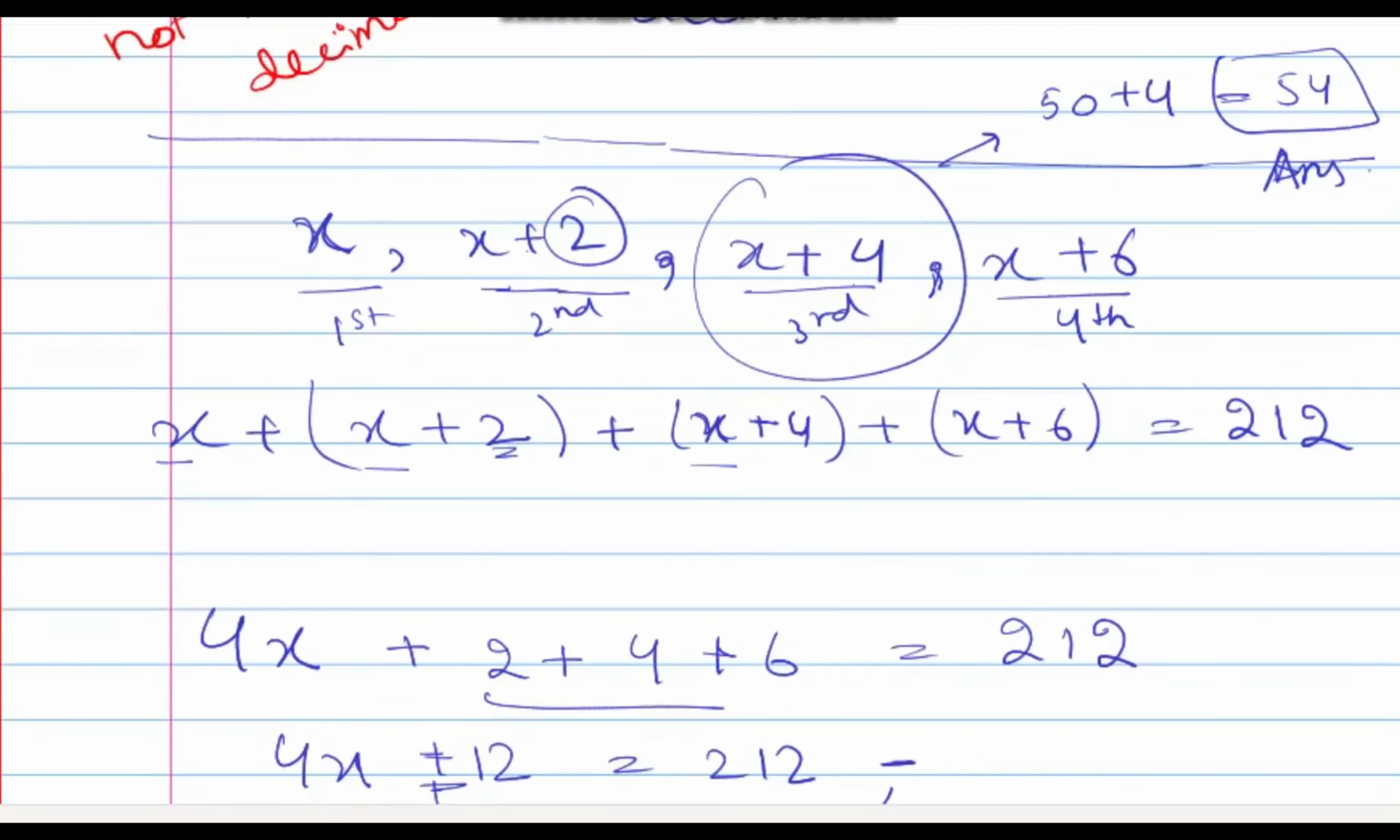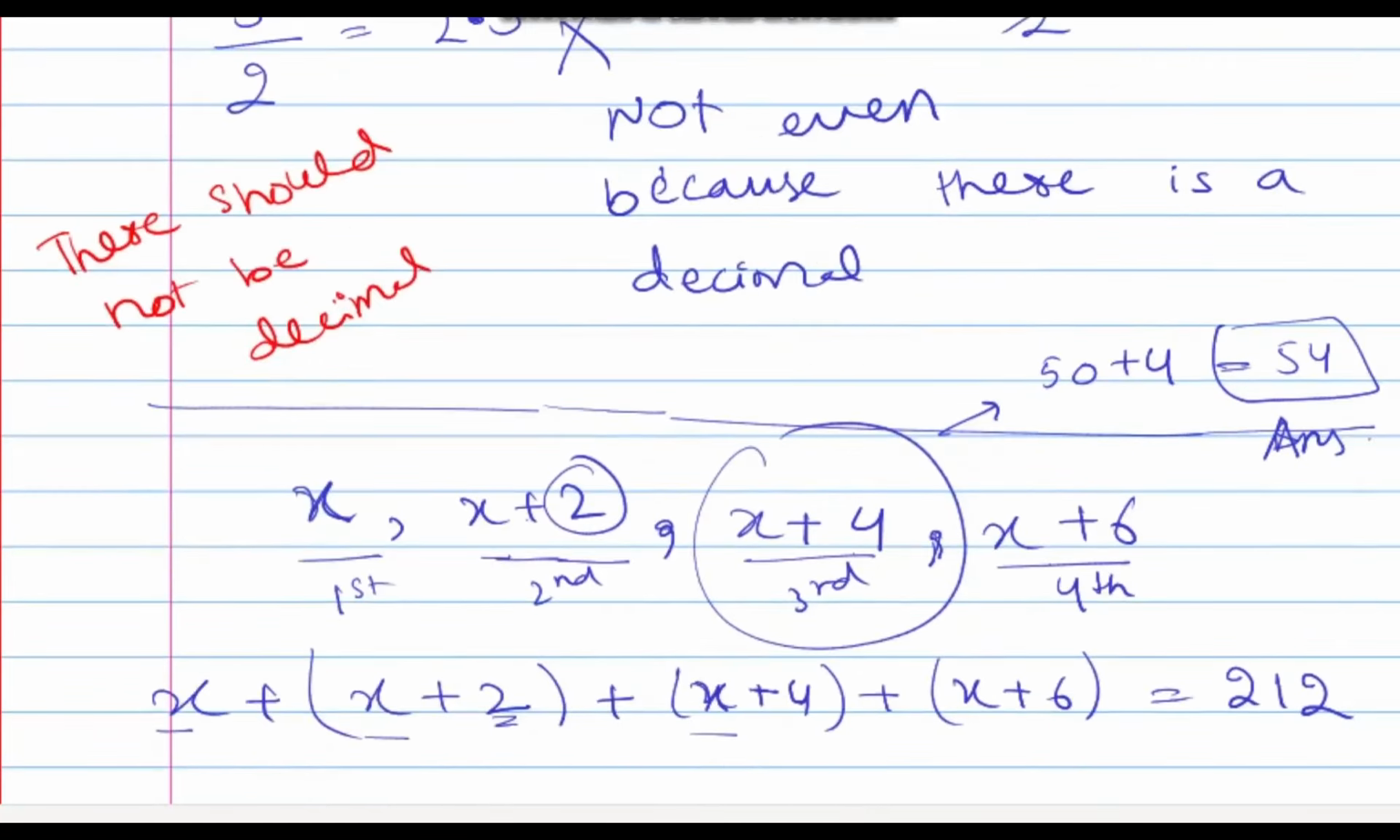So what is the first number? The first number is x. The second number is x plus 2, the third number is x plus 4, and the fourth number is x plus 6. Basically we want the third number, and how can we do this? We will just add 4 to the 50, and we will get 54 as an answer.